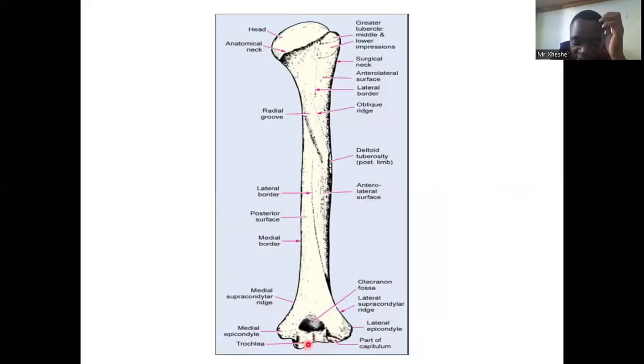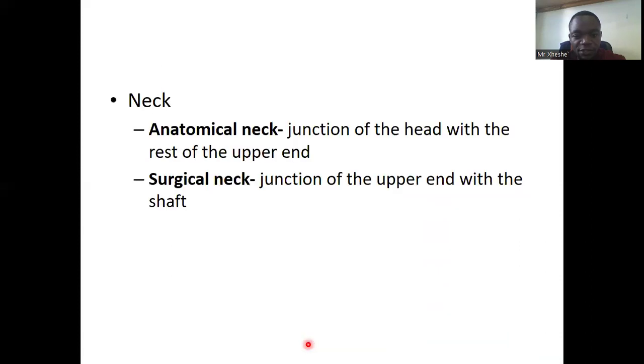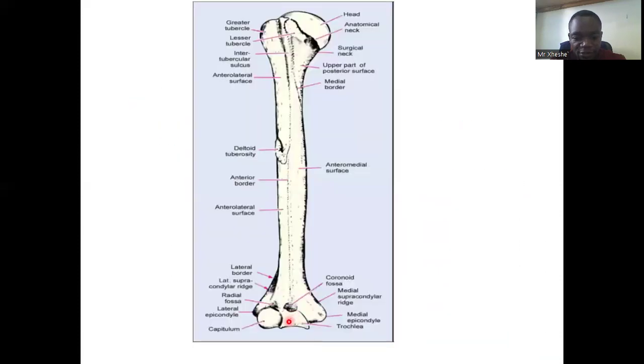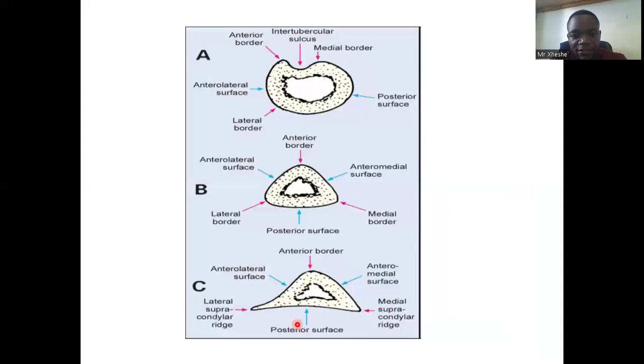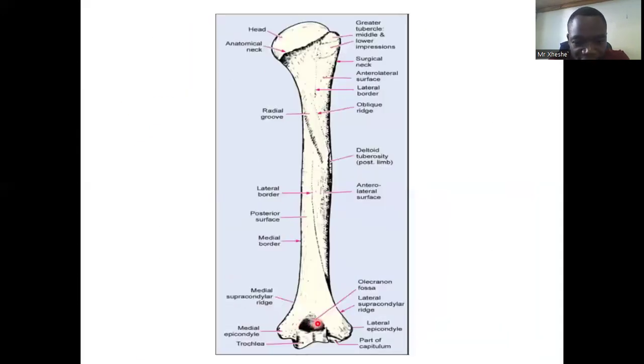Now, the trochlea begins anterior. Let me show you again. The trochlea begins anterior from the coronoid fossa and then goes all the way at the back into the olecranon fossa. This is the olecranon fossa. And I was saying this fossa is found at the back of the bone, of course, a distal end, but at the back.